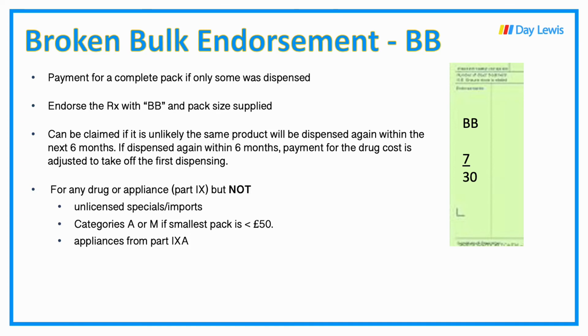So this would count for any drug or appliance in Part 9, but not any unlicensed or specials products, or categories A and M if the smallest pack size is less than £50. So if you've given a generic item under category A or M that's fairly cheap, unfortunately you can't claim broken bulk on it, but you would be able to claim broken bulk on any specialist items that you have had to order in that are over £50, okay? Also for any appliance that is listed under Part 9A.